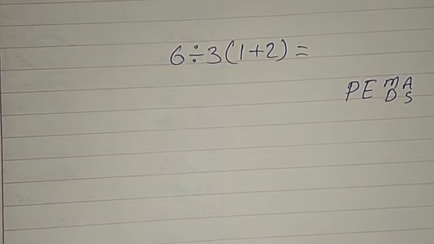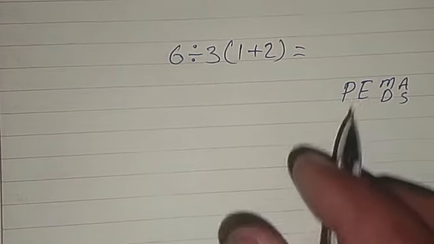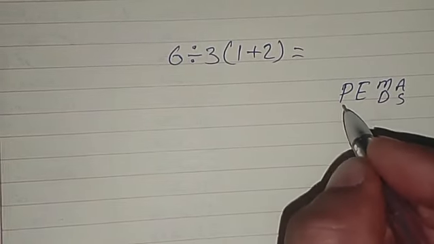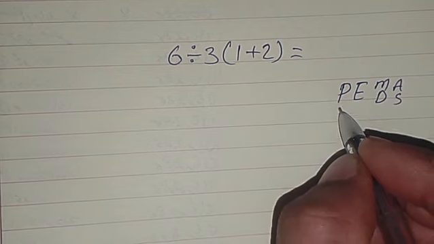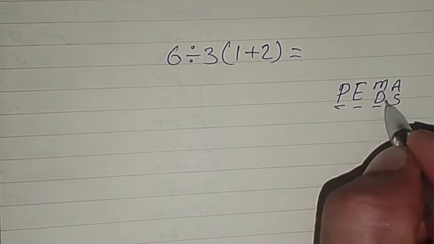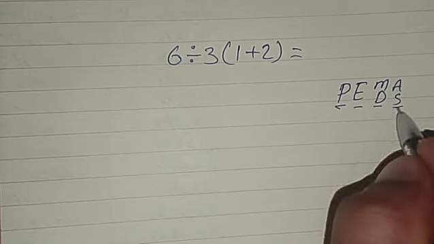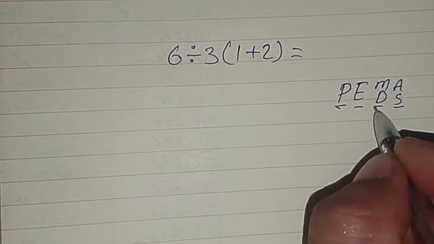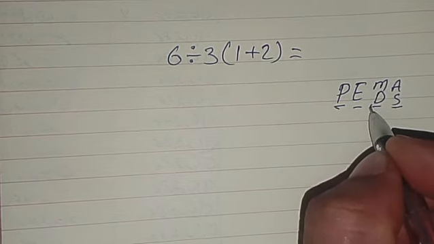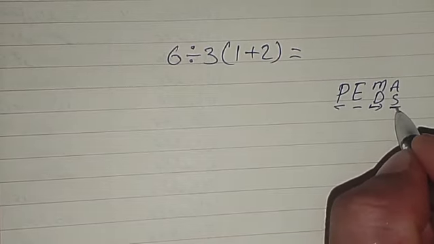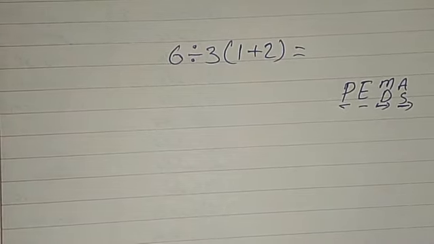Today we find the value of this fraction. Now we solve it by the rule of mathematics PEMDAS. According to PEMDAS rules, first we solve parentheses, then exponent, then multiplication and division, then addition and subtraction. Now multiplication and division we start left to right, and addition and subtraction left to right.